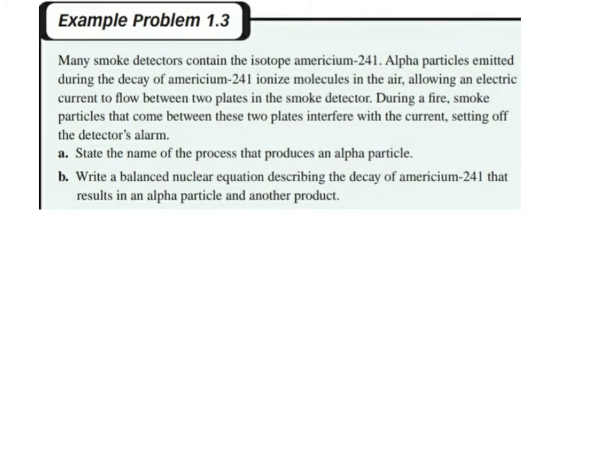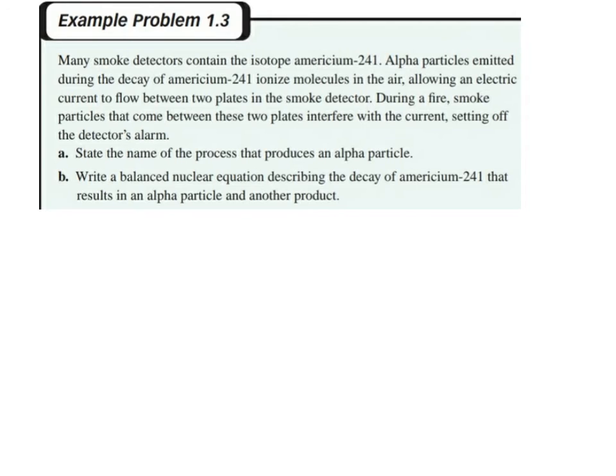So many smoke detectors contain the isotope americium 241. Alpha particles emitted during the decay of americium 241 ionize molecules in the air, allowing an electric current to flow between the two plates in the smoke detector. During a fire, smoke particles that come between those two plates interfere with the current, setting off the detector's alarm. So A is pretty easy. State the process that produces an alpha particle. That would be alpha radiation.